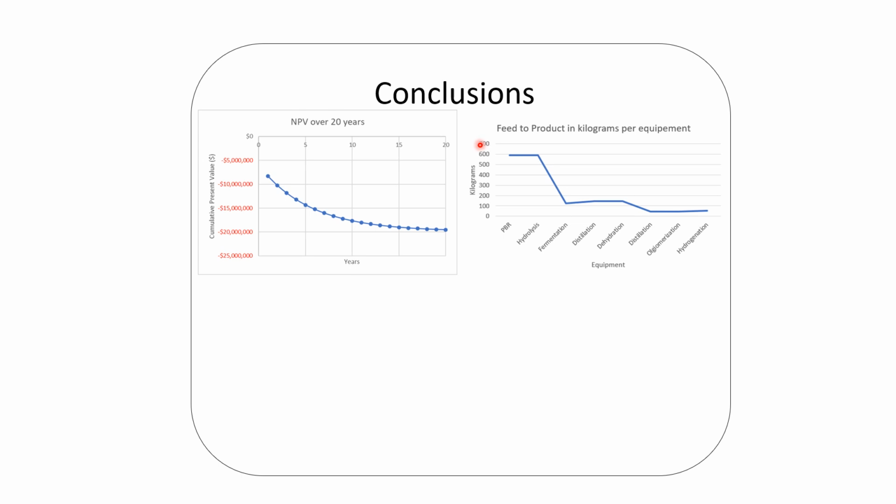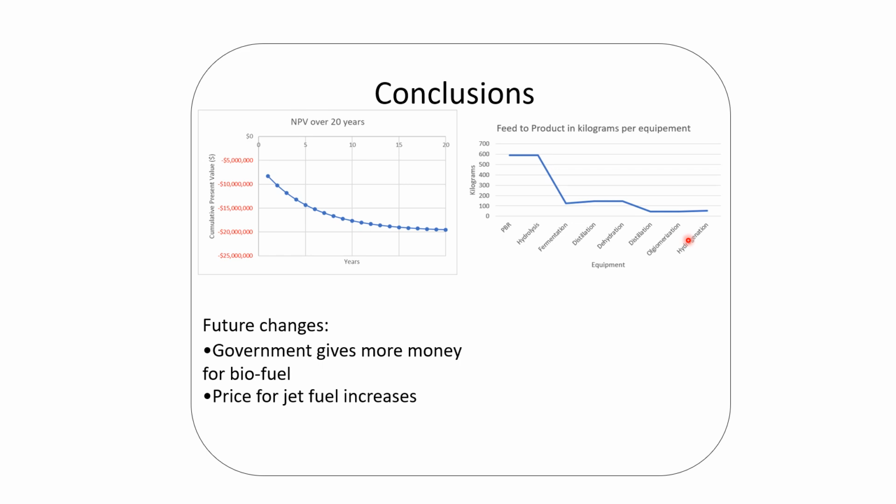The process starts with about 590 kilograms of algae per day, and after the whole process is completed and it goes through all of the equipment, it will be finished with a result of 55 kilograms of aviation fuel. Two of the variables that can change in the future to make this project a little bit less non-profitable are that the government gives more money for biofuel production or that the price for jet fuel increases.